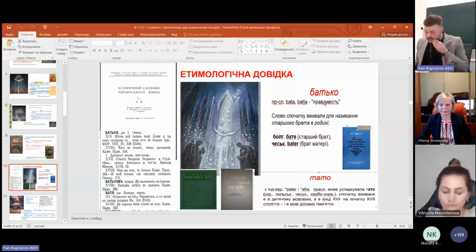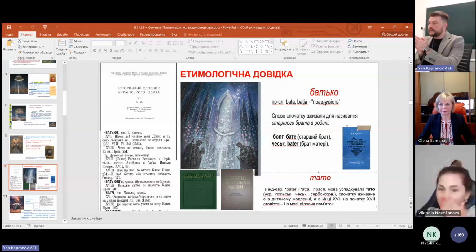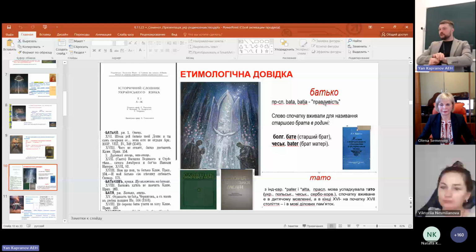Obviously, you see that we have the Proto-Indo-European pater and atta. Yes, so they all correspond to the word. You see, pater, atta, and they're connected. They were adopted as tato. I think that tato, tata, you have in the Polish language. So you see the relatedness between these notions in different languages. Yes, so they have one root.